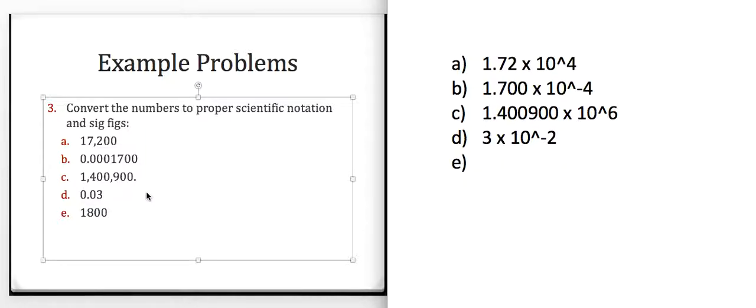E. E is 1800, no decimal point, so those 2 zeros on the end are not going to be included. 1.8 times 10, and because this is a larger number, I'm making my coefficient smaller by moving that decimal to 1.8. So this is times 10 to the third.